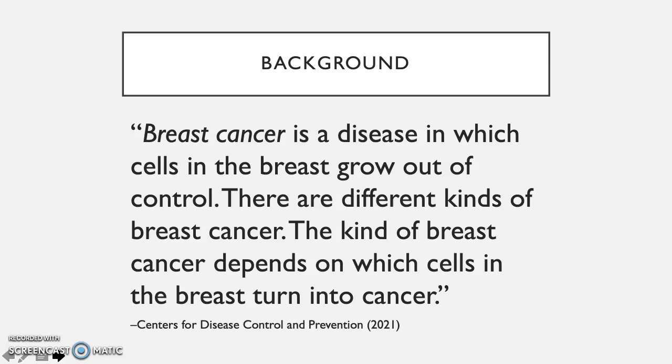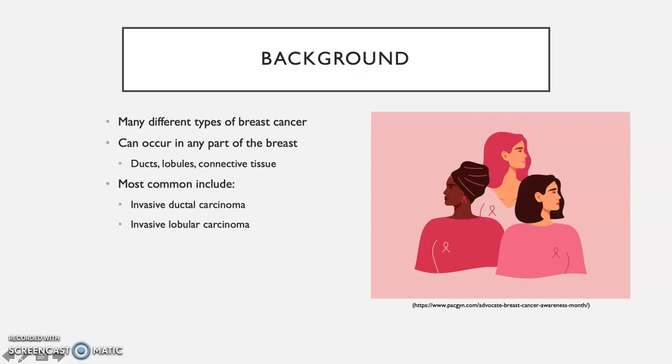There are different kinds of breast cancer. The kind of breast cancer depends on which cells in the breast turn into cancer. It can occur in any part of the breast. The most common parts are the ducts, the lobules, and the connective tissue. And again, like we saw in the slide before, where the cancerous tissue is determines the type of breast cancer that the patient would be diagnosed with. The most common types include invasive ductal carcinoma and invasive lobular carcinoma. So those are the ones that you'll see more often.